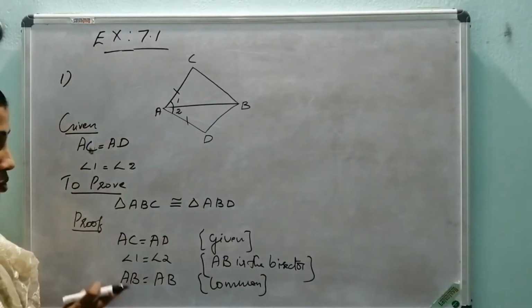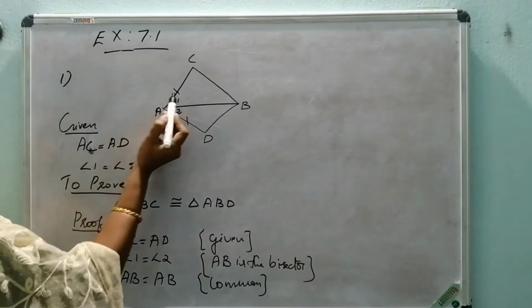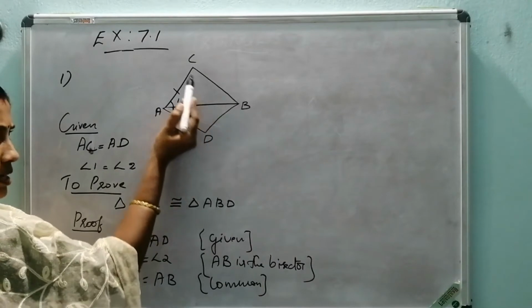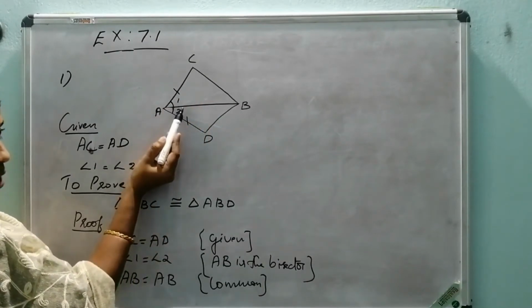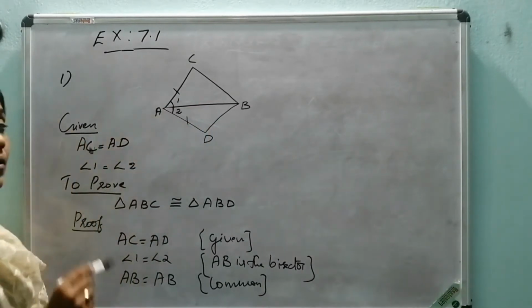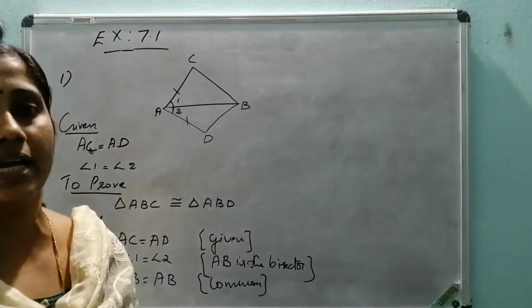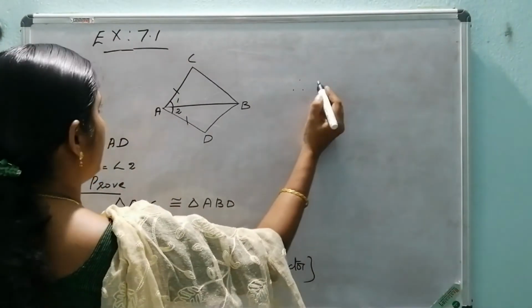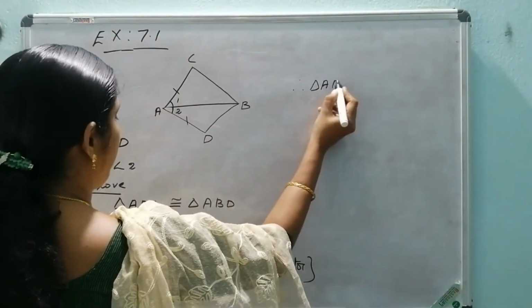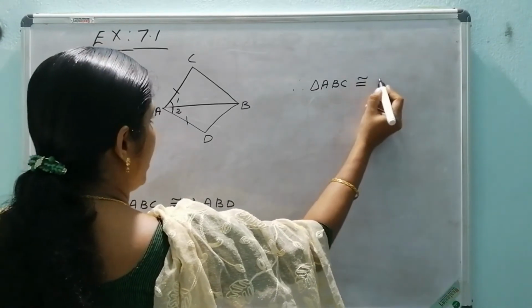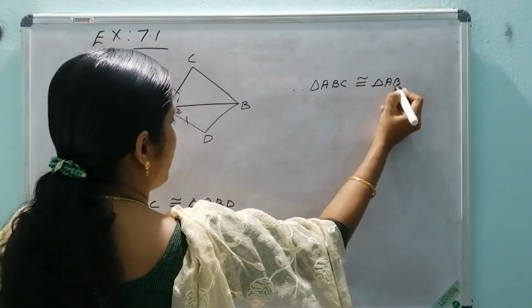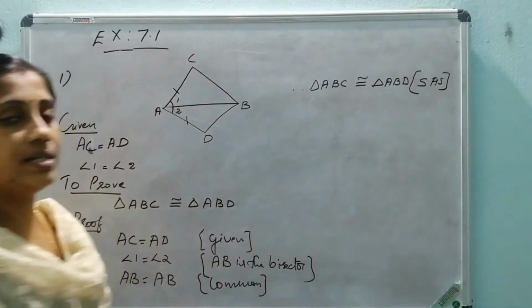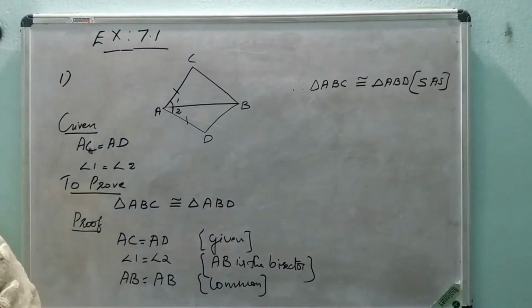So two sides and one angle. Look here, this side and one angle. Consider this triangle. We took one side, this one, and the other side, this one, and the included angle. Two sides and the included angles are equal. So by SAS congruence rule we can say that triangle ABC is congruent to triangle ABD. Reason: SAS congruence rule. By SAS congruence rule we can say that the two triangles are congruent.